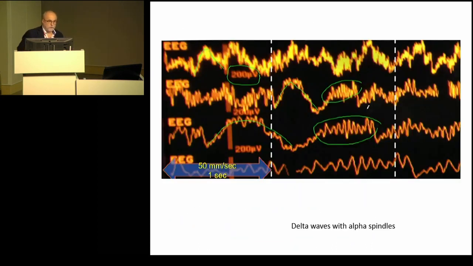An example: this is an EEG recorded during general anesthesia, and you can easily see the delta waves here. This is 1 second, the delta wave. And the alpha spindles, you can count them, 1, 2, 3, 4, 5, 6, less than 12 per second, so those are alpha waves, on top of the delta wave. Easy to see, isn't it?